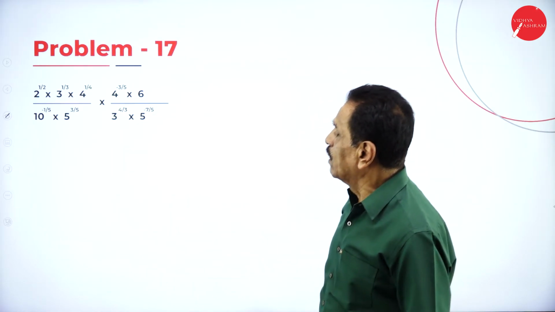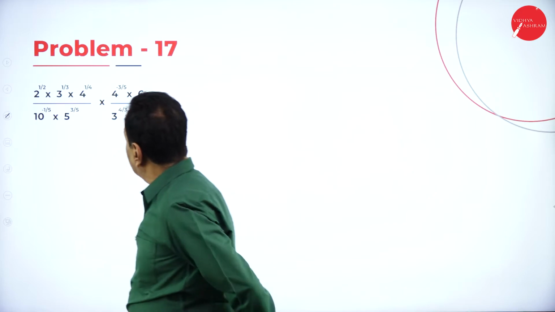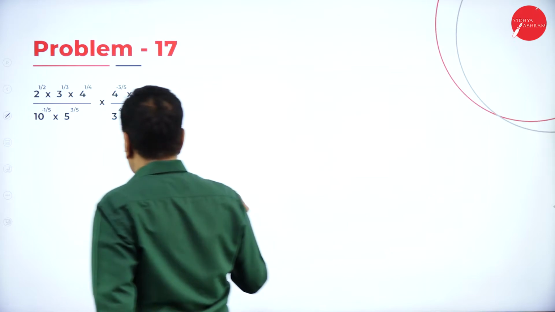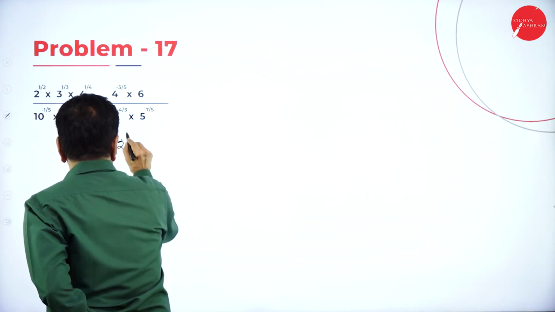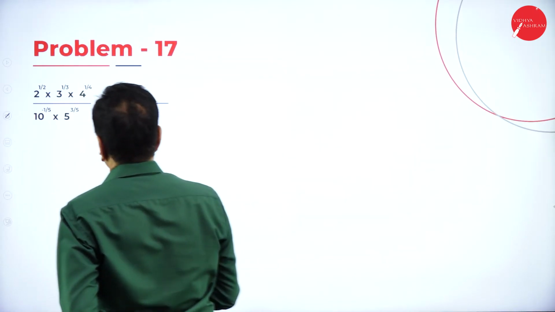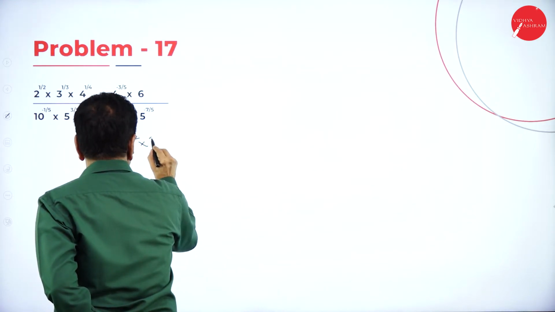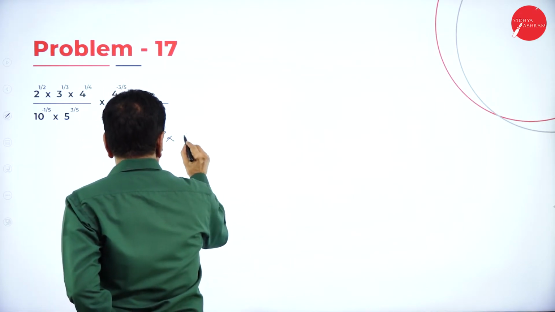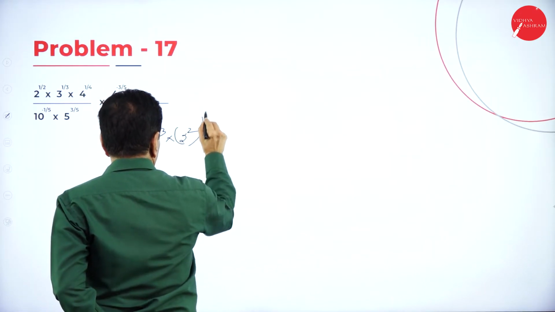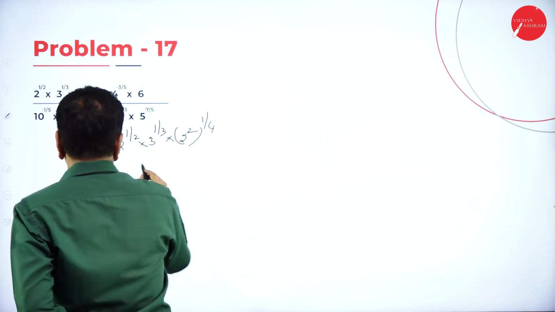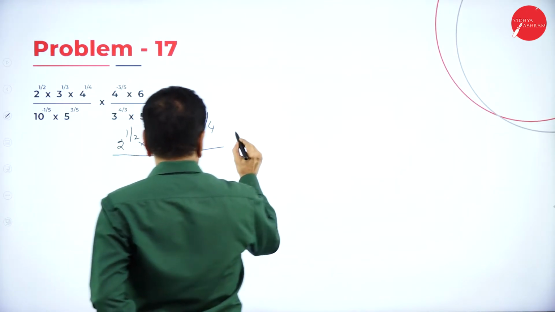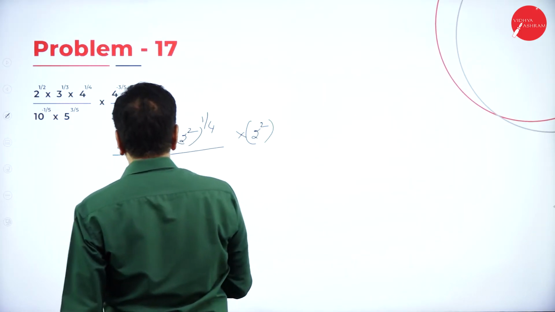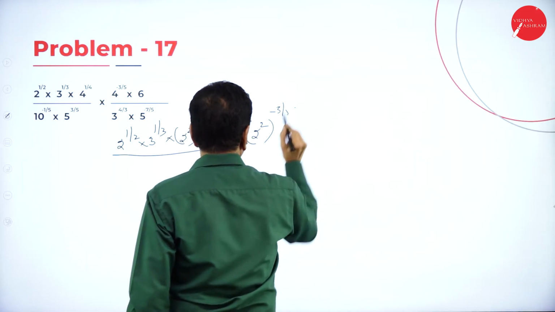2 to the power of half, 3 to the power of 1 by 3, 4 to the power of 1 by 4. This can be solved simplified. 2 to the power of half, 3 to the power of 1 by 3 into 2 square to the power of 1 by 4 divided by this into 2 square to the power of minus 3 by 5.